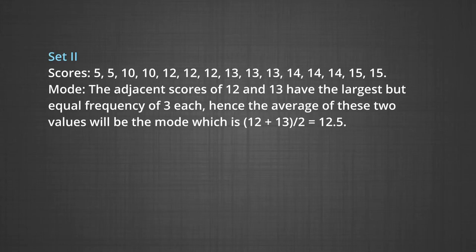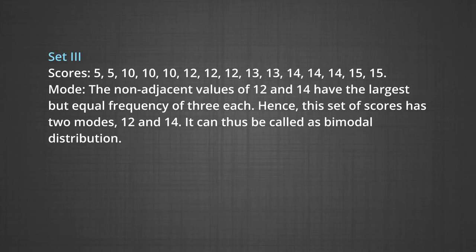Now, the adjacent scores of 12 and 13 have the largest but equal frequencies of 3 each. Hence, the average of these two values will be the mode, which is 12 plus 13 divided by 2, that is 12.5. Set 3. Now, we have the scores 5, 5, 10, 10, 10, 12, 12, 12, 13, 13, 14, 14, 14, 15, 15.